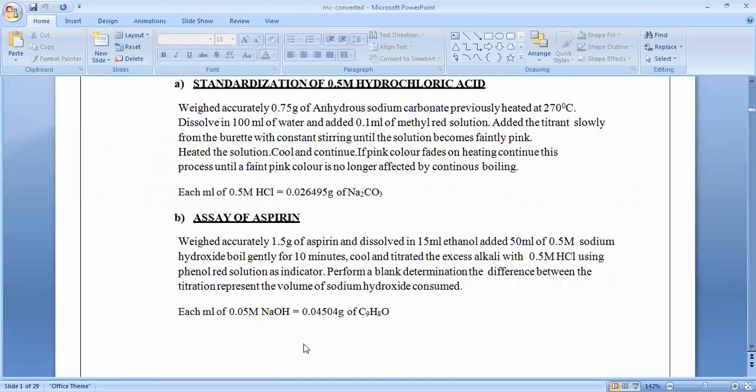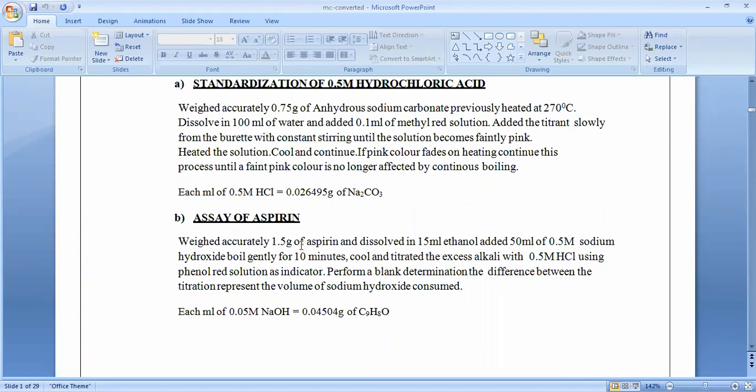Now, what is the main procedure for the assay of aspirin? Weigh accurately 1.5 gram of aspirin and dissolve it in 15 ml of ethanol. To it we add 50 ml of 0.5 molar sodium hydroxide solution and boil this reaction mixture for 10 minutes. Cool and titrate the excess of alkali in this reaction mixture with 0.5 molar hydrochloric acid.